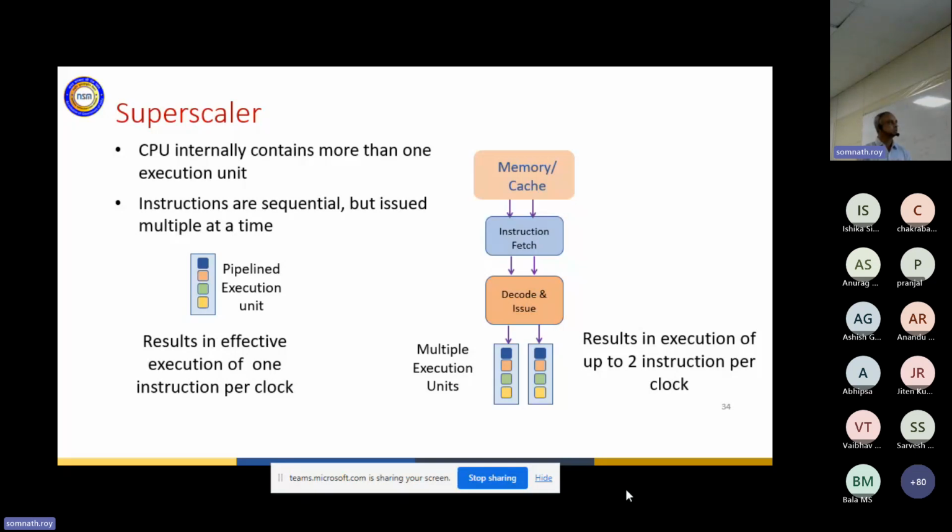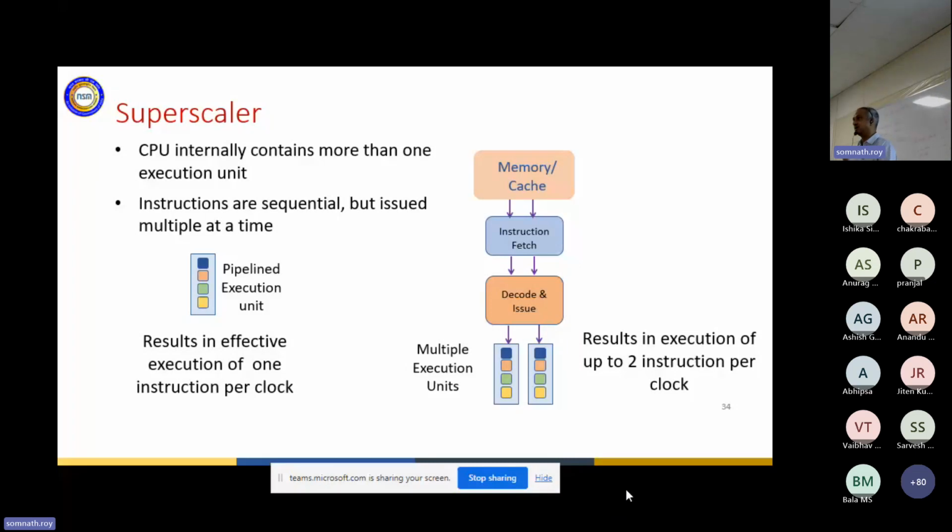Now here, two such units are present. That means what can theoretically happen is, this is all the same fetch and decode, but at issue you can have two units. I1 enters here, I2 enters here, I3 enters here, I4 enters here. I am saying if possible because I am not working on dependencies. Effectively you are executing two instructions in one flow, where earlier it was one instruction. If you have four such units, four instructions.